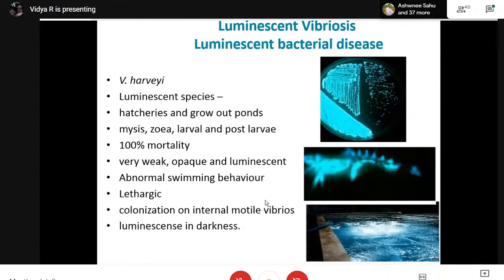These bacteria can make the animal lethargic. They totally colonize the internal organs, and they are motile vibrios. They have flagella to move about. So these are the important facts about luminescent vibrios.